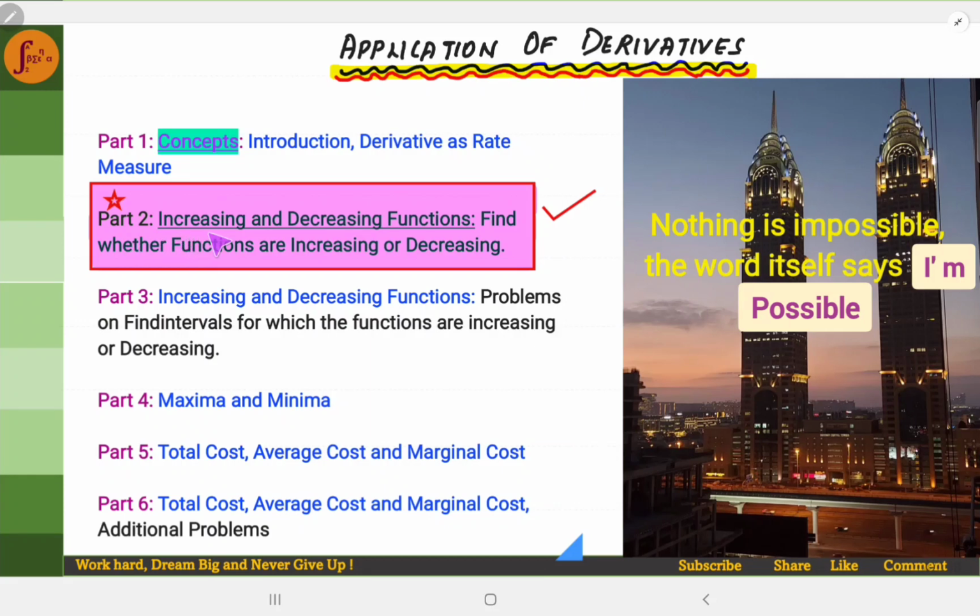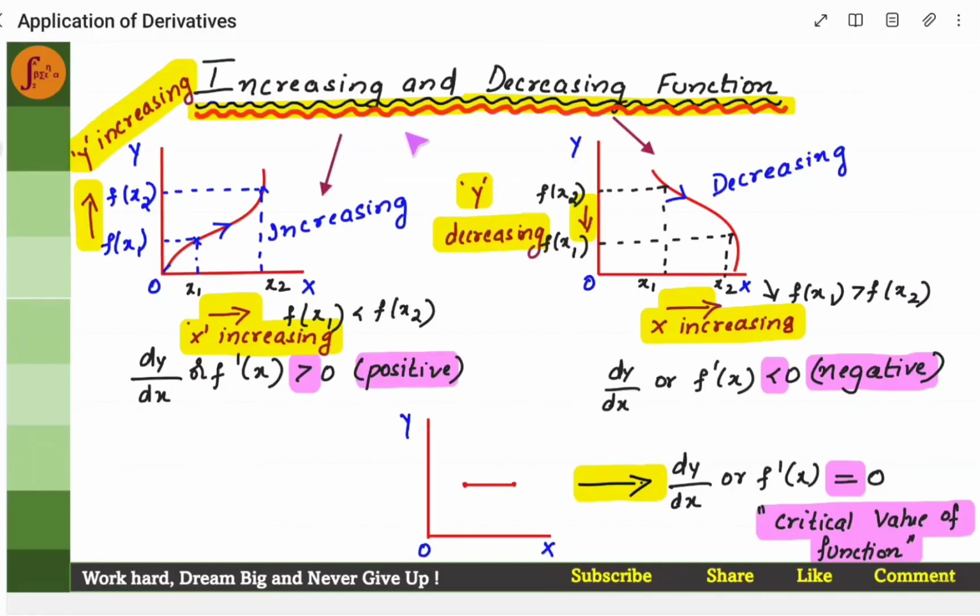Hi everyone. In this video, we will go through concepts on increasing and decreasing functions and problems related to them. Increasing and decreasing functions. Let's take this particular graph.